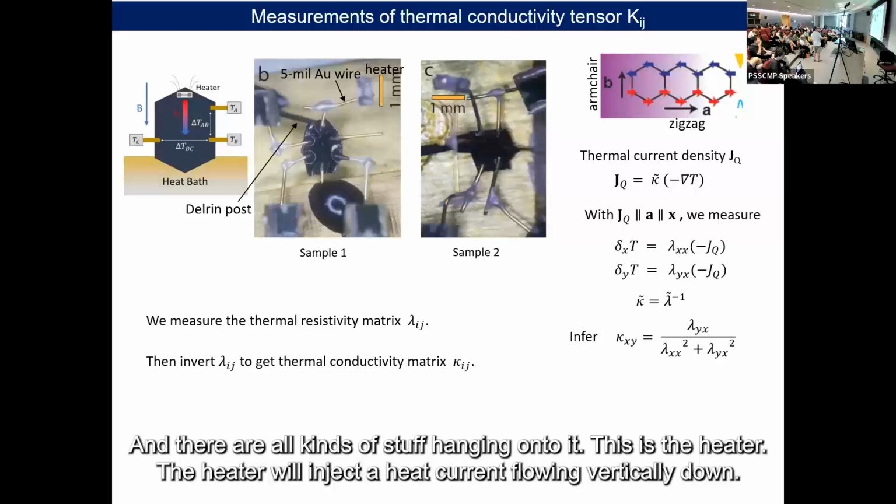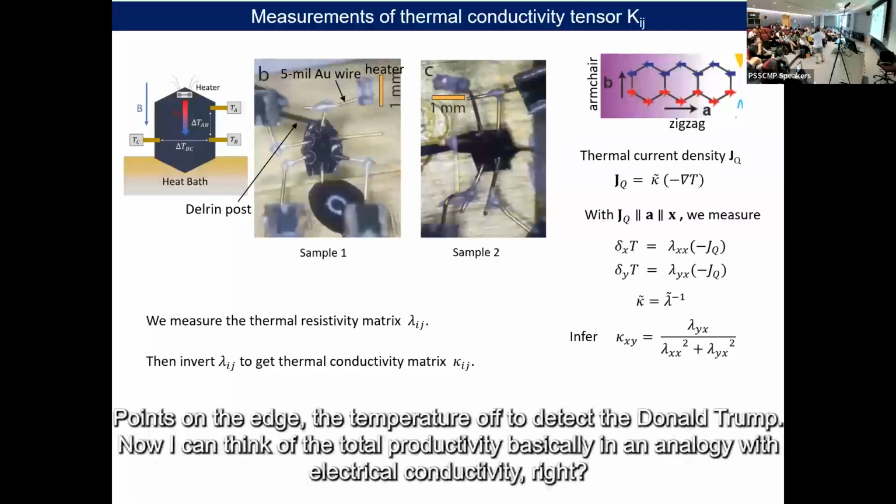And there are 4 thermometers. I think in this case, only 3 are connected. So there's 1, 2, and 3, right? So you're trying to measure the temperature at as many points on the edge as possible, to detect the thermal current. Now you can think of the thermal conductivity basically in analogy with electrical conductivity, right?